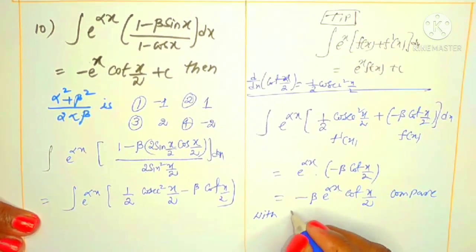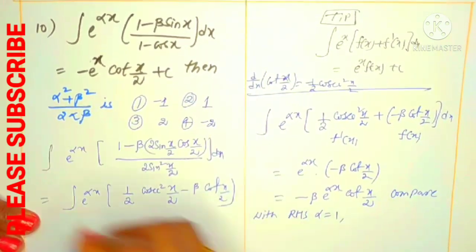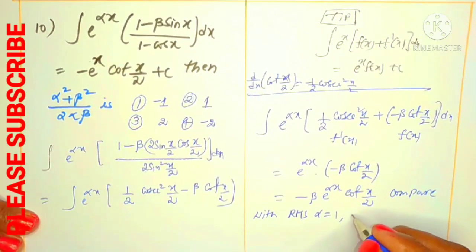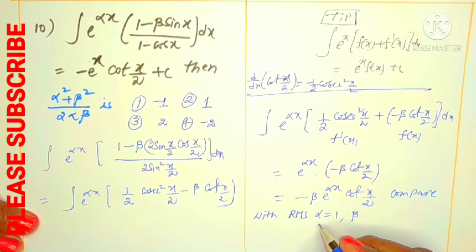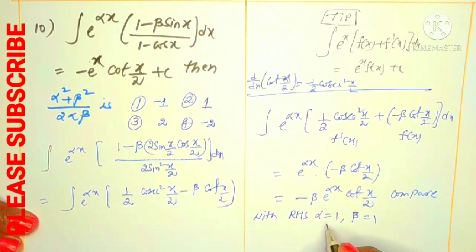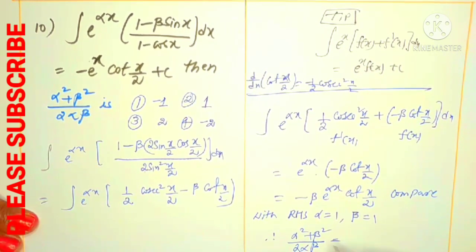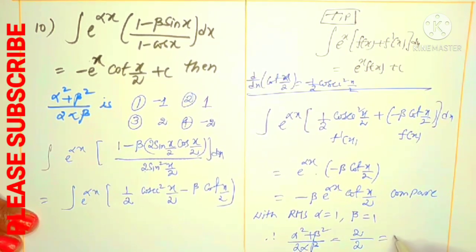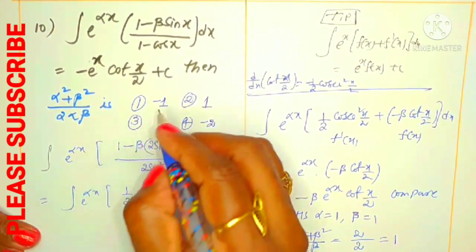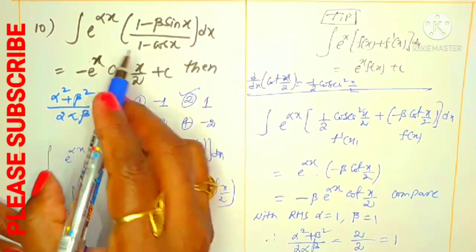Compare with RHS. So what is alpha? Alpha is 1, and the minus is already there, cot x by 2 is already there. In place of beta, what is there? 1 is there. So comparing with RHS, alpha is 1 and beta is also 1. So you got the alpha and beta values as 1 and 1. What is it asking finally? Alpha square plus beta square by 2 alpha beta we want. Alpha square plus beta square is 1 plus 1 is 2. 2 alpha beta is also 2. 2 by 2 is 1. Which option has 1? The second option. Don't pick the first option. Right, this is the solution for this question.